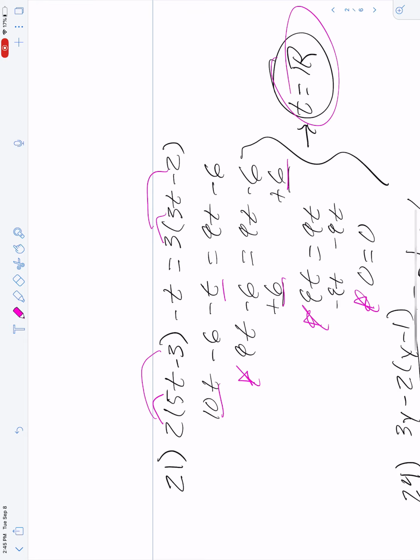I like to use the symbol for real numbers. If you go ahead and use the phrase all real numbers, that's fine. But remember, we want to be more specific than infinite solutions. We want to call them real numbers.